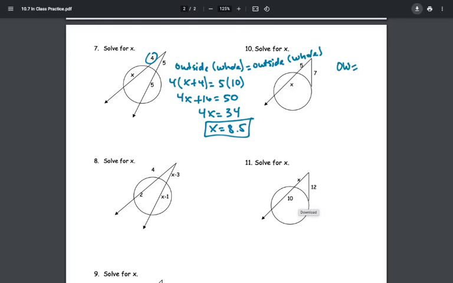So you're going to do outside times whole equals outside times whole. On this segment, the outside part is 5, and the whole length is x plus 5. And on the next segment, the outside part is 7, and the whole length is also 7. You know what? I probably better move that over. So we've got outside times whole equals outside times whole.